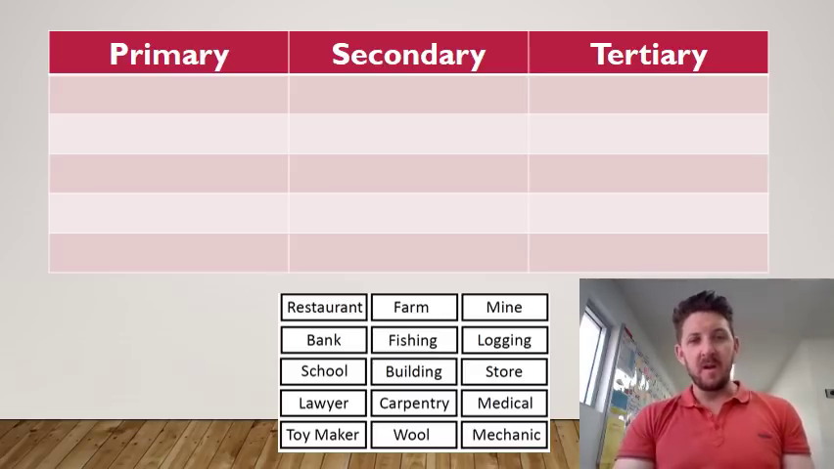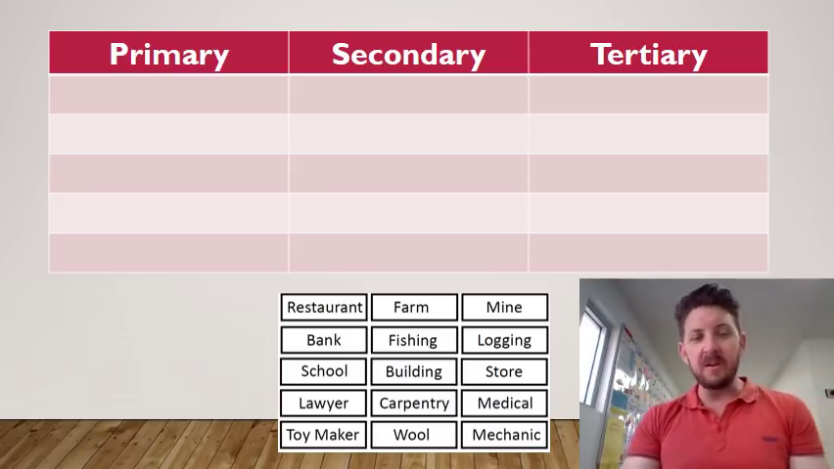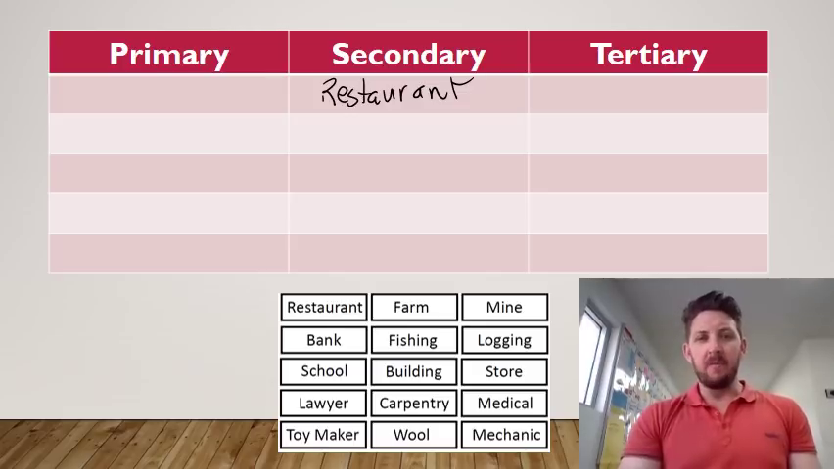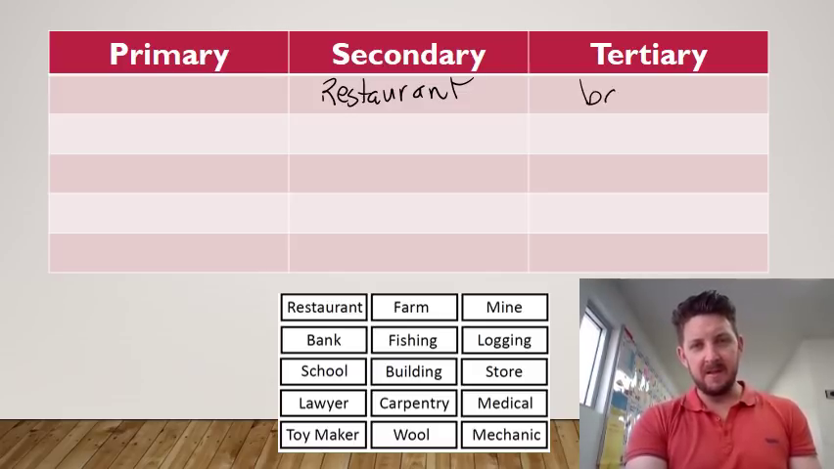Okay, let's have a quick look. Let's start with restaurant. Now, restaurant takes raw materials and makes it into food. Not necessarily packaged food though, but they produce a service as well. Difficult one to put in. I'm going to put restaurant into secondary. I've got a bank. A bank is a service. They look after your money. Must be tertiary. Cross these out as I go along.